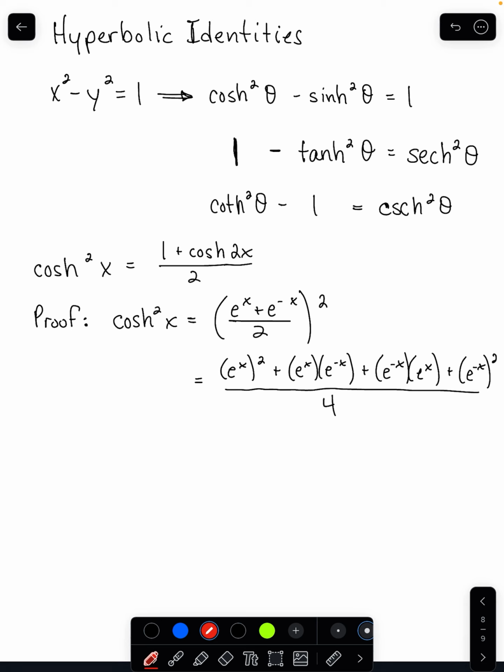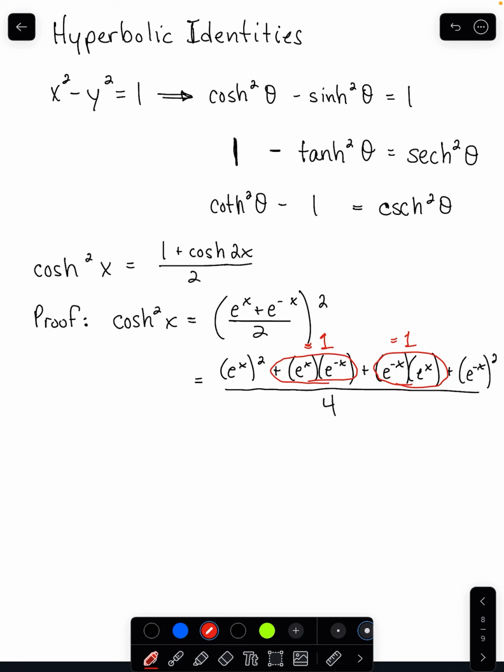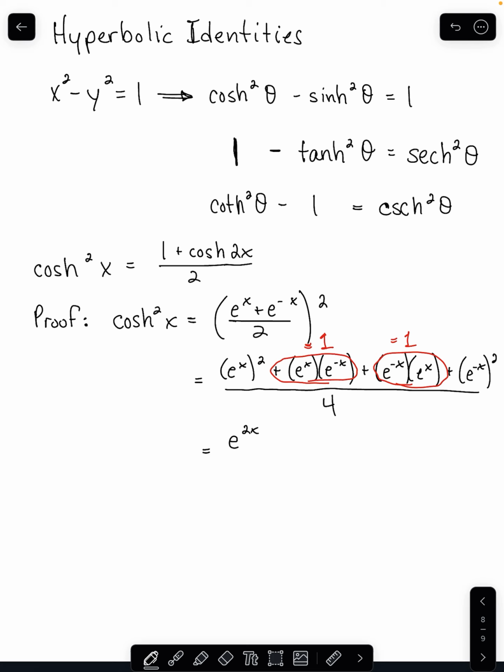Now, as it turns out, e to the x times e to the negative x is e to the 0, or simply 1. Over here, we have the exact same product. So in simplifying this, we have e to the 2x by multiplying those exponents, plus e to the negative 2x, rearranging the terms of it, plus 1 plus another 1 is plus 2, and all of this is over 4.